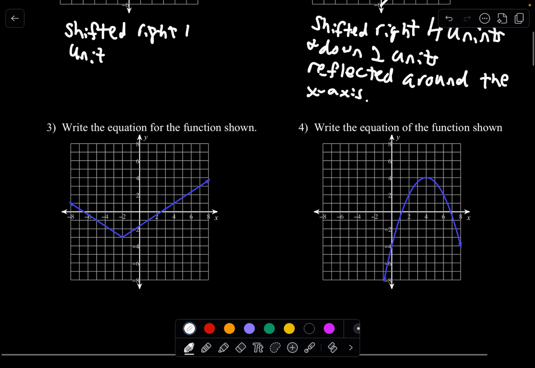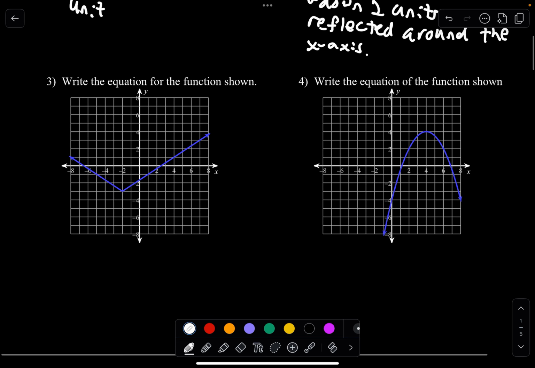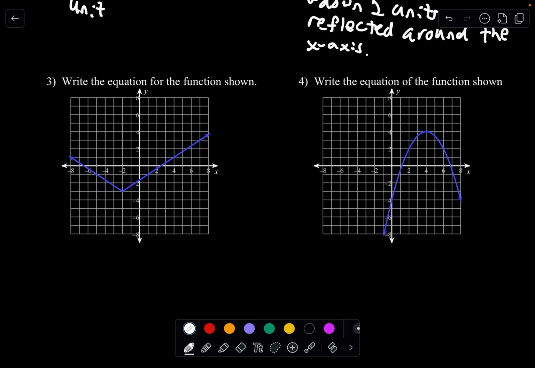Okay, write the equation for the function shown. So now they give you a graph. On these questions, you're going to have to look at the graph and recognize that. Is that a square root graph? Is it an absolute value graph? Is it a quadratic graph? In this case, I hope you recognize that this is an absolute value. It's a V. Not only that, it's a V that opens up. So it's not going to be reflected.